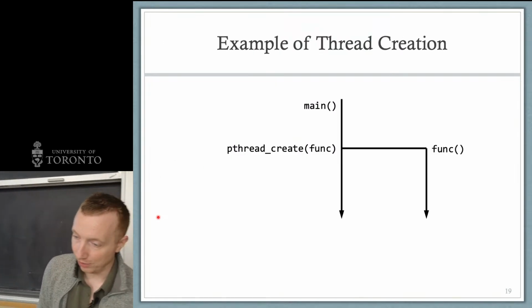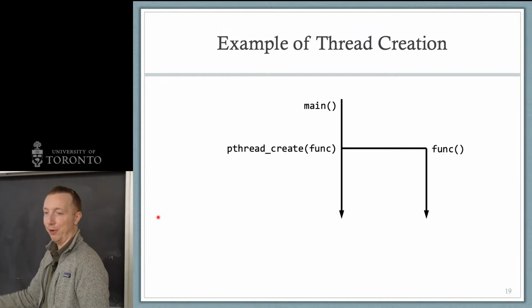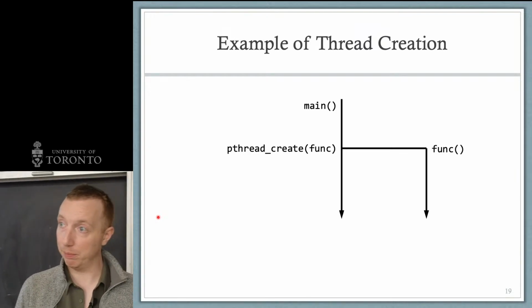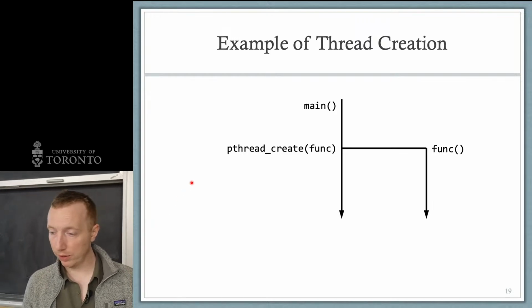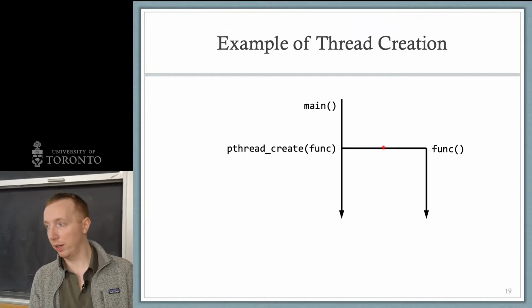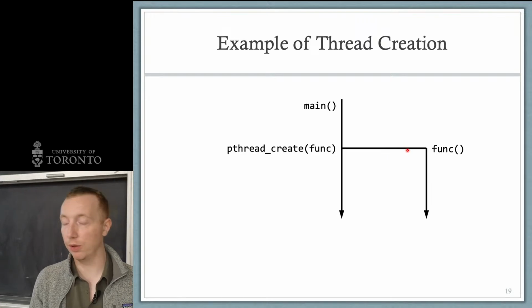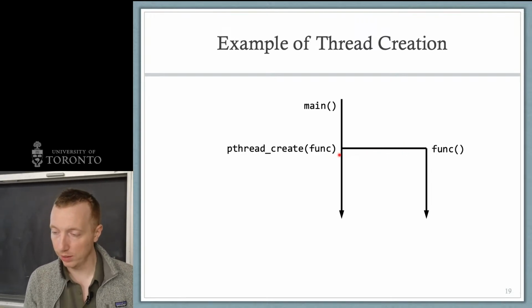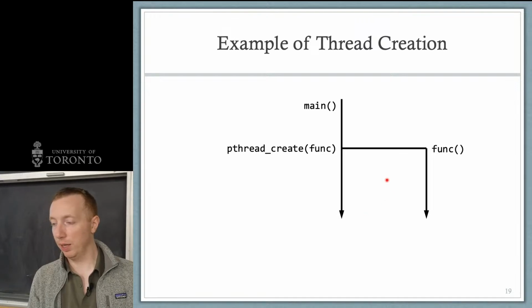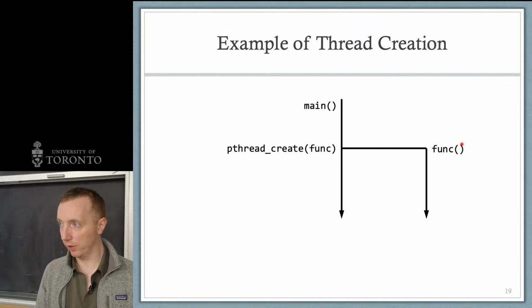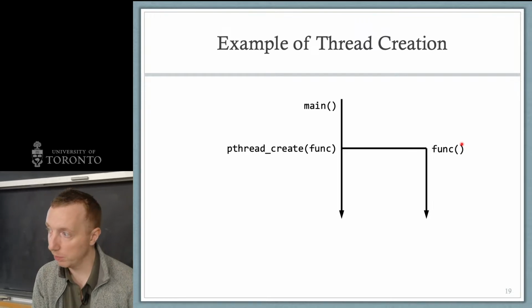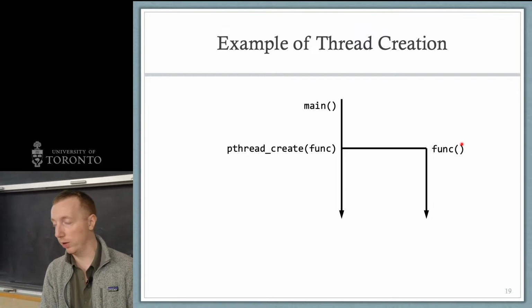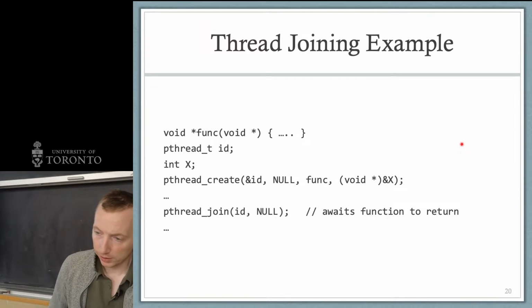All right, so thread creation. We'll have a main thread initially running the main function. Then if you have pthread_create, now two things are executing. You don't know what order they're going to execute in. One thing is going to continue running main. The other is going to run the function that you gave it. It is up to the kernel scheduler to figure it out for you.